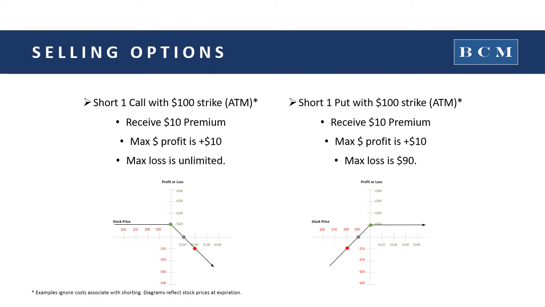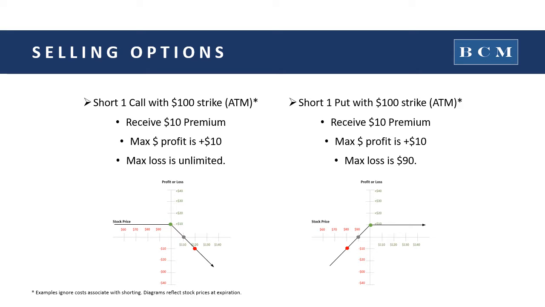When we sell a call, what we're doing is we're selling another party the right to buy stock from us for $100 in this case. Now, in exchange for that right, we're going to receive a $10 premium payment. So the most we can make from selling this call is going to be $10 because that's what we sold the call for. That's why there is a horizontal line at the $10 profit marker. That is the most that we can make.